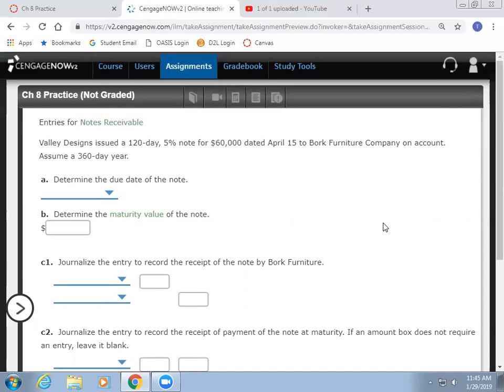Okay. So with a note, we have different items we look at. We look at the principal amount of the note, which is how much it's written for. We're going to look at the due date of the note. We're going to calculate interest. And then we're also going to calculate the maturity value. We're going to look at all these different aspects.